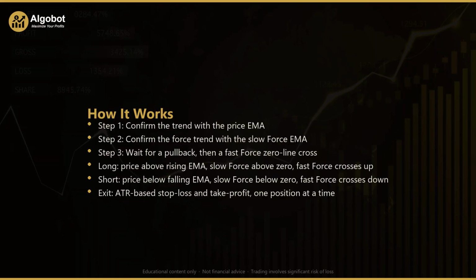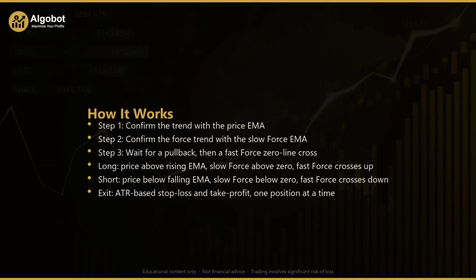Now let's walk through exactly how the strategy makes a decision. Every rule is checked once, on the bar that has just closed, so there's no acting on an unfinished candle. For a long setup, three conditions must all line up. First, the strategy checks the trend of price itself. It requires the closing price to be above the price exponential moving average, and it requires that moving average to be rising compared to the previous bar. That confirms an uptrend is in place.